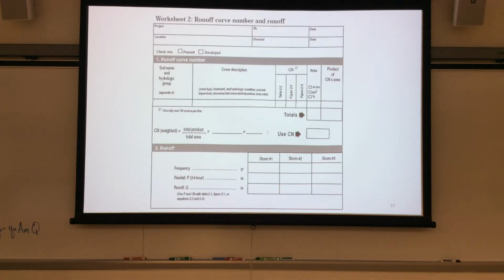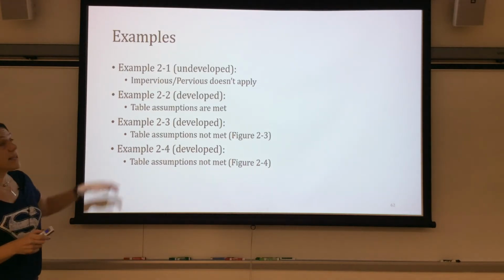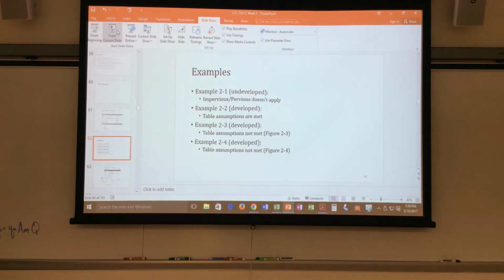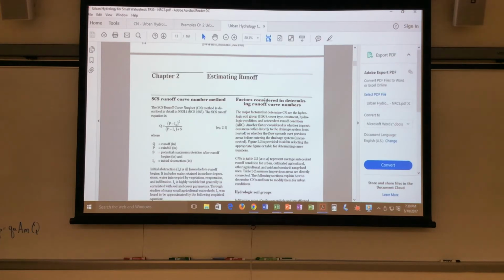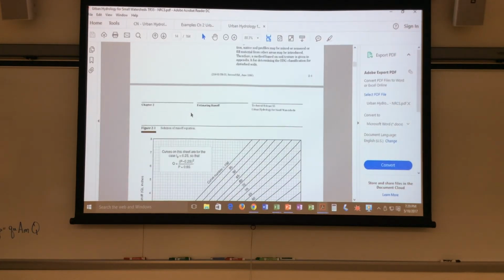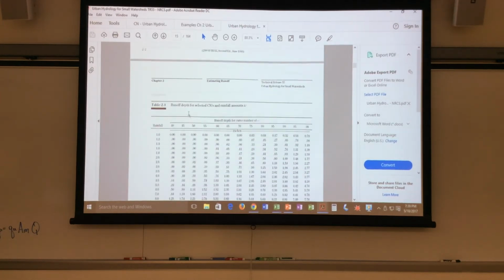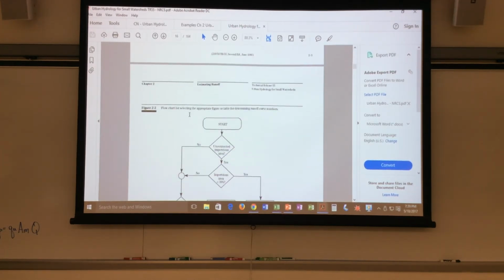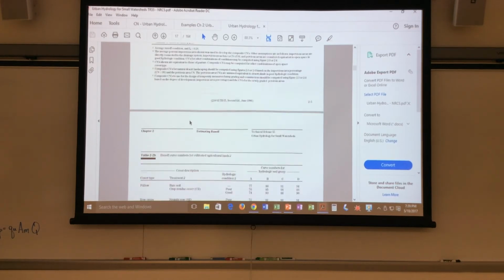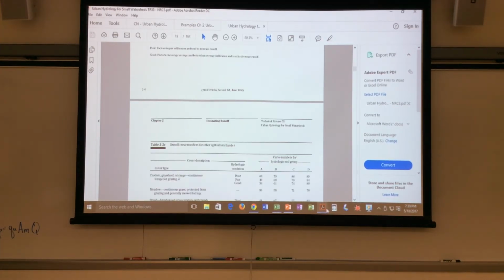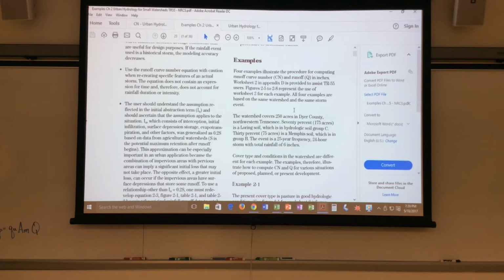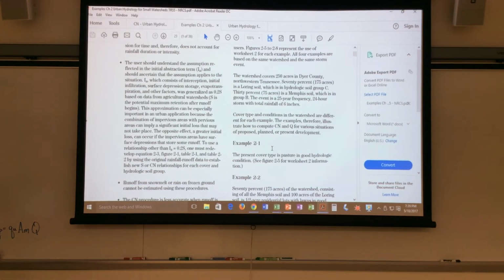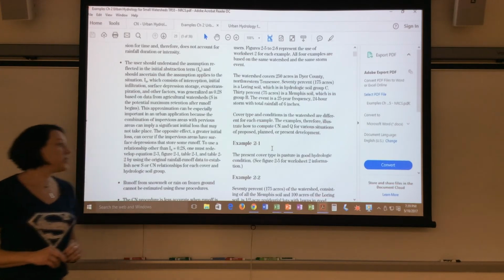All right. They're going to be the TR55 examples, and let me check this. The examples are in the book, so I want to open this back up so I can show you. In Chapter 2, Estimating Runoff, if you scroll down, it's got the same stuff that I was showing you before. Like I said, I'm going to ask you some questions on that. Okay, so it goes over the limitations, and there's a few examples. For one of the examples, it says the present cover type is pasture, good hydrologic conditions.